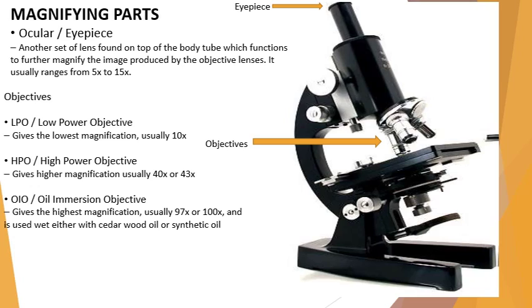It gives the highest magnification, usually 97 to 100x, and it is used wet, with either cedarwood oil or synthetic oil. So for using the oil immersion objective, we must put a drop of immersion oil on the slide that contains a specimen. So these are all related to the magnifying parts of the microscope.